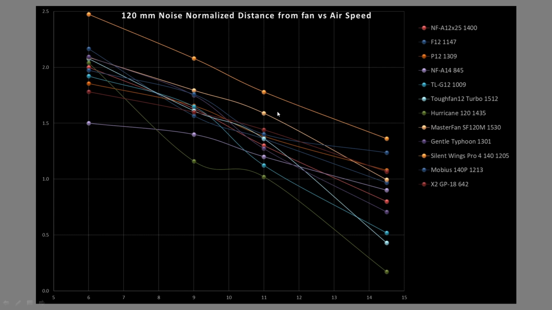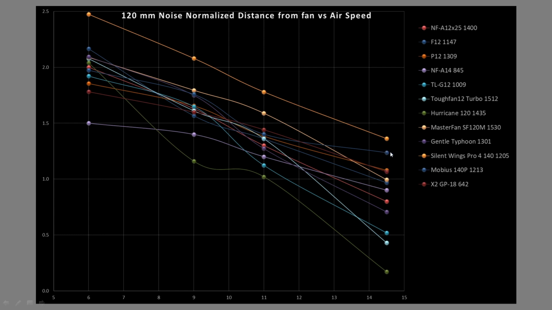Did we do this one? The Masterfan SF120M is doing pretty well at the 9 and the 11-inch mark, while at the 6-inch mark, it's kind of more, actually, no, it's quite towards the top there, and then swings down, but still in a pretty good position overall.